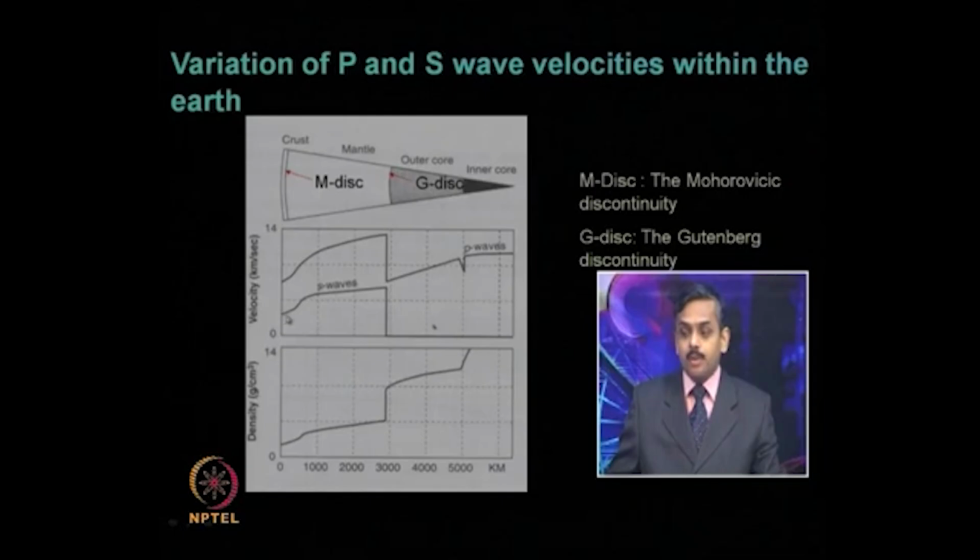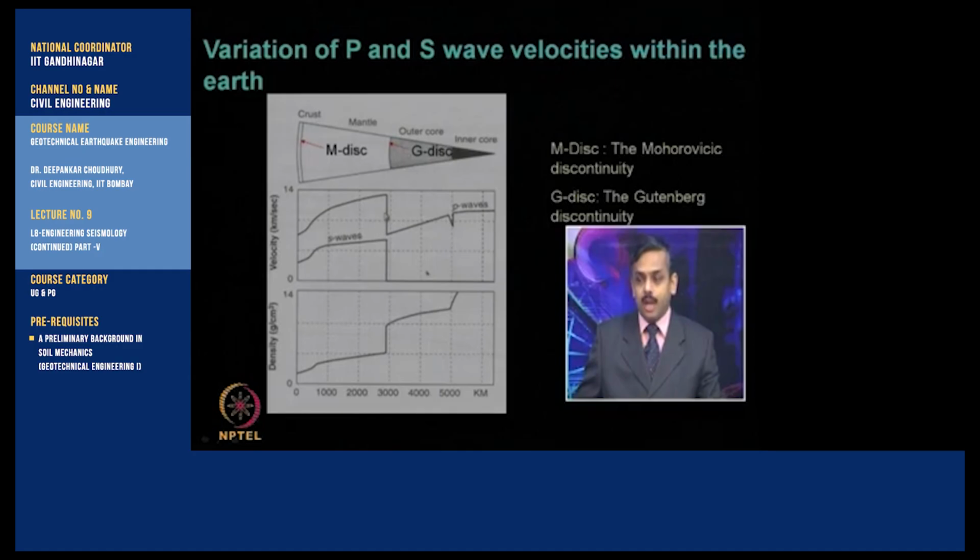Whenever it reaches the boundary, there will be a jerk, then again it follows a smooth increase in the particular layer. And when it reaches the boundary of mantle and outer core, that is Gutenberg discontinuity, the velocity drops to 0, because further it cannot travel as this outer core is of liquid media. That is why it has to go to 0.